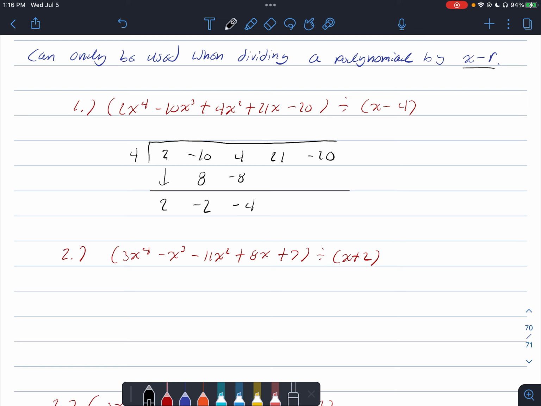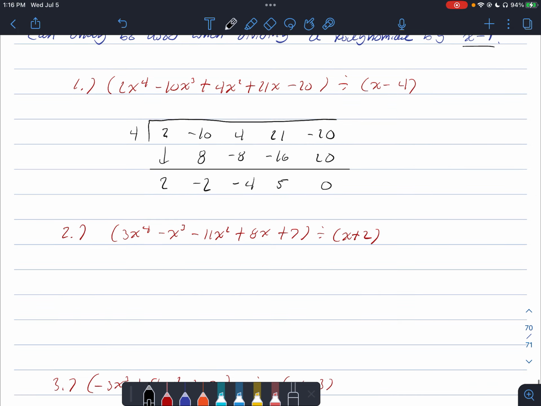4 times negative 4 is negative 16. If we add these, we get 21 minus 16, which is positive 5. All right, so 4 times 5 is 20. Now we can add negative 20 and 20, which gives us 0. So this last bit here is our remainder.